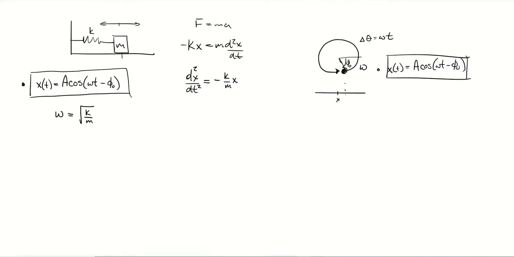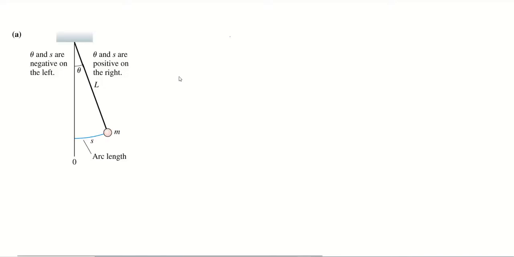Today we're going to look at another example of simple harmonic motion that's a really common one, and see that it as well, like all simple harmonic motion, can be described using this cosine equation. This phase shifted cosine is what we would call it. So let's look at the pendulum.